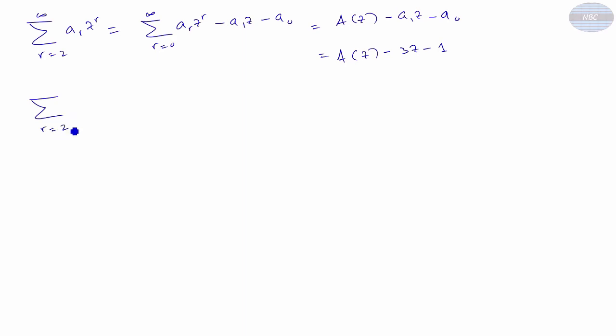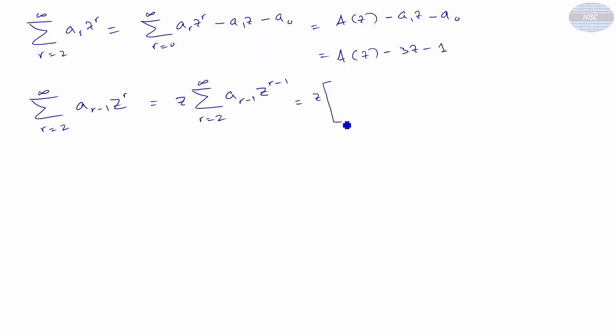Come to the second term, so we have summation r is equal to 2 to infinity ar minus 1 z to the power r. This can be simplified by taking z as common from the summation, so this is z times the summation of ar minus 1 z to the power r minus 1. Let's try to make the power of z the subscript of a.